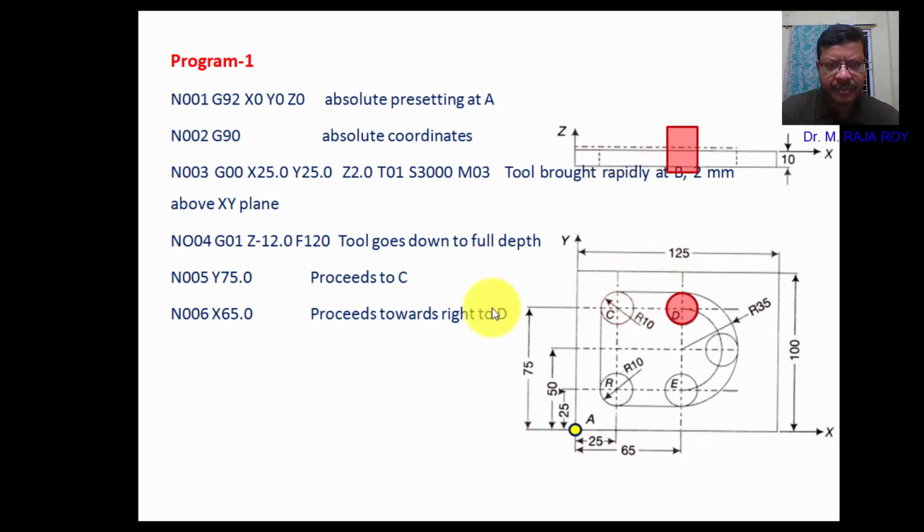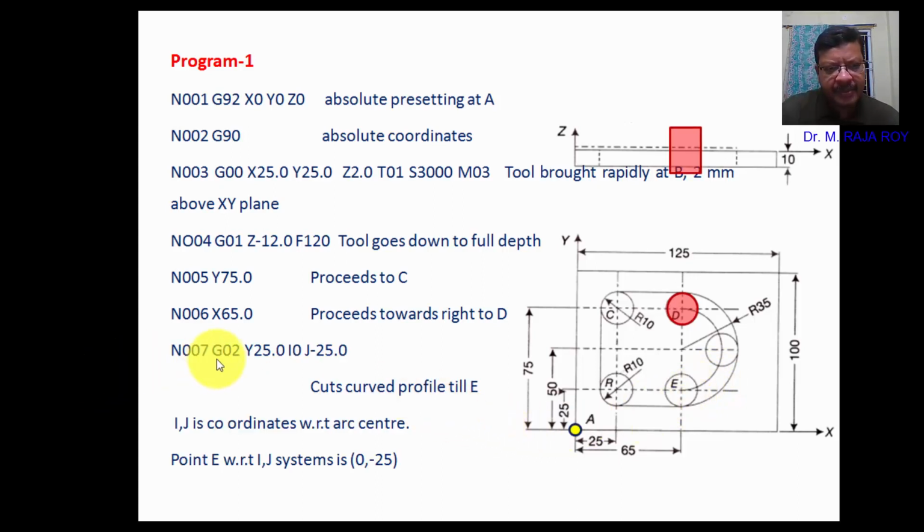Okay. So now in the sixth block we are changing the position of x from 25 to 65. Next, from this position onwards, from this point D onwards up to point E, it's a curve. That means circular interpolation we have to use, and this circular interpolation is along clockwise direction. So that's why here I am using G02 function. G02 is circular interpolation in the clockwise direction.